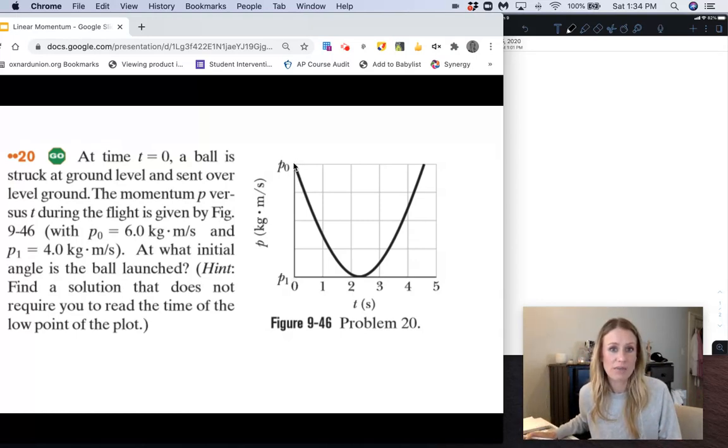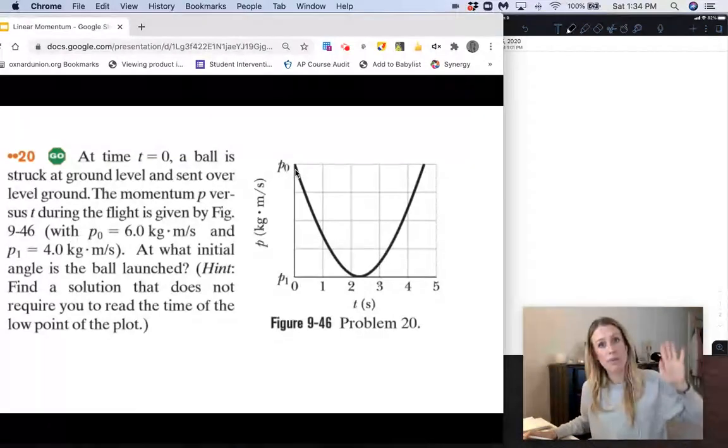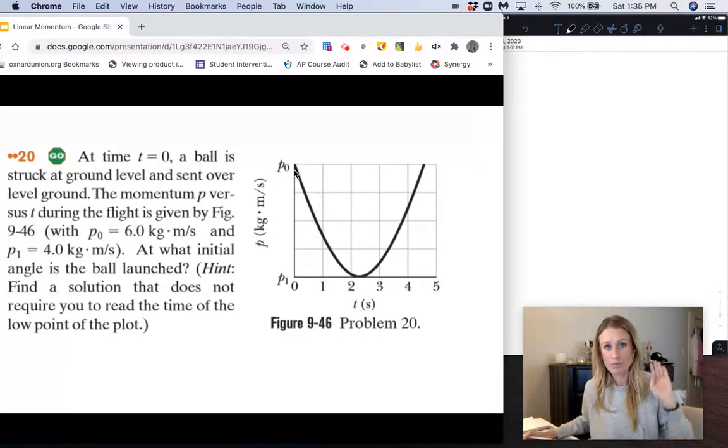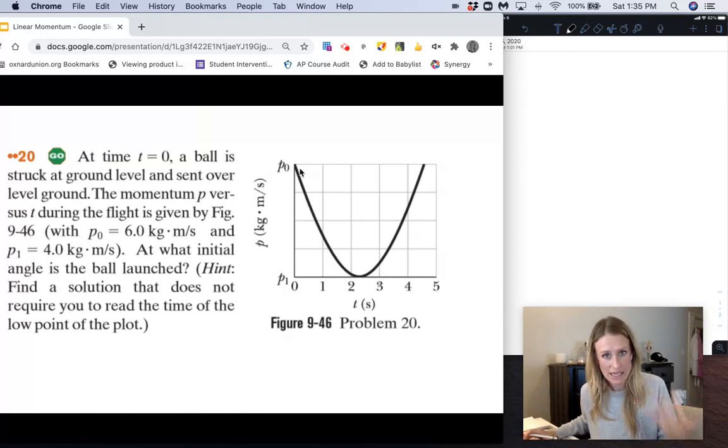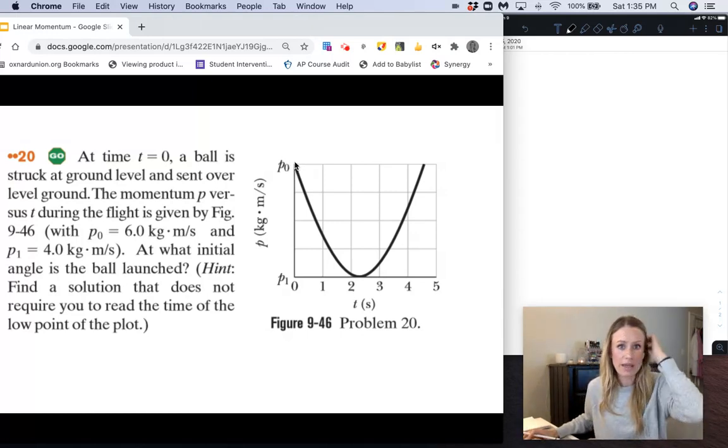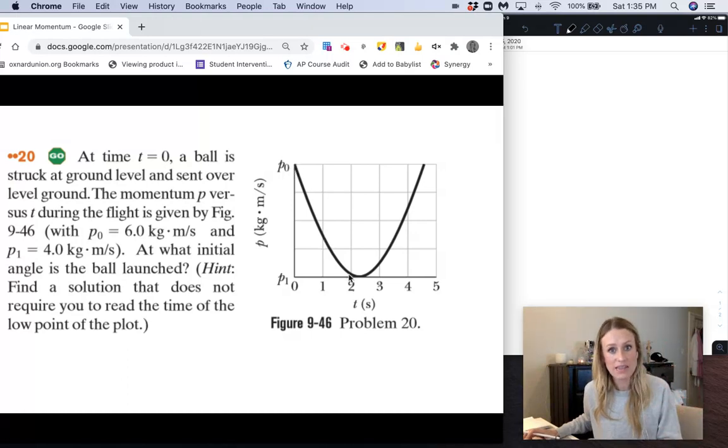So all we have to remember is that at the top of the ball's flight, we can see that the momentum is decreasing, decreasing, decreasing. It gets to a minimum here, and then it increases again. This is because the ball, maybe a baseball, is hit and then follows a parabolic shape as it is under the influence of gravity. The momentum decreases and then increases because the velocity is decreasing and increasing. So here we have an initial velocity, and then at the very top, we have our minimum velocity.